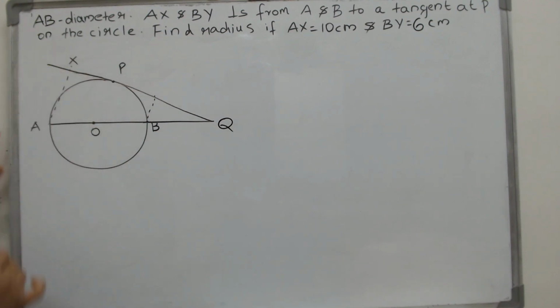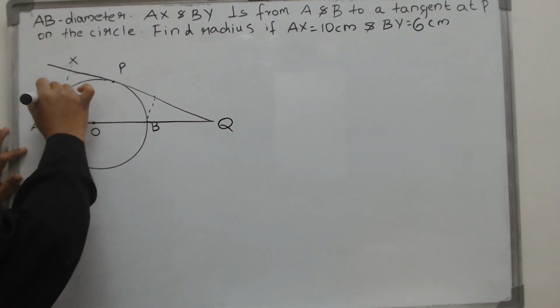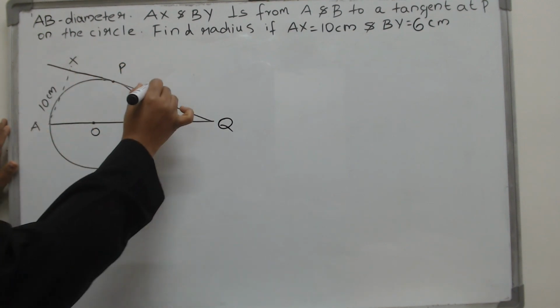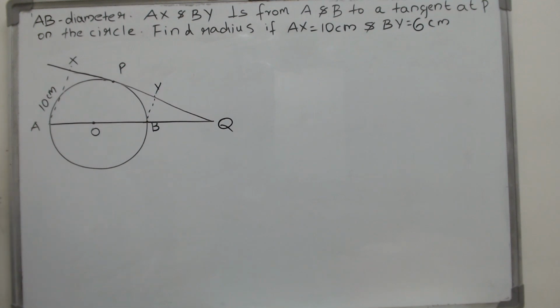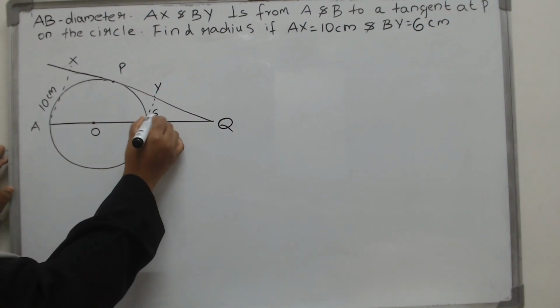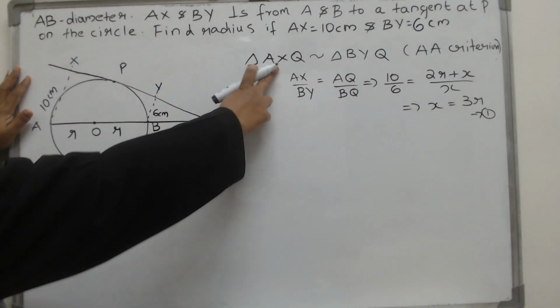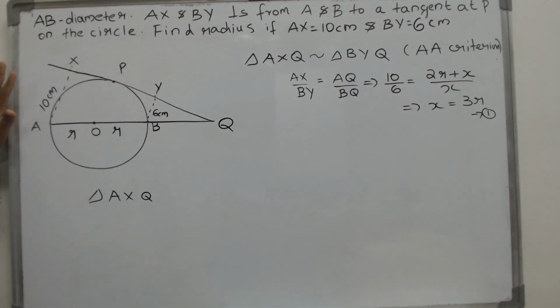Now the length of this perpendicular, its name is AX. The length of this perpendicular is 10 centimeters, and the length of this perpendicular line, its name is BY, and its length is 6 centimeters. Now consider the triangles AXQ and BYQ. Which are the two triangles we are talking about?